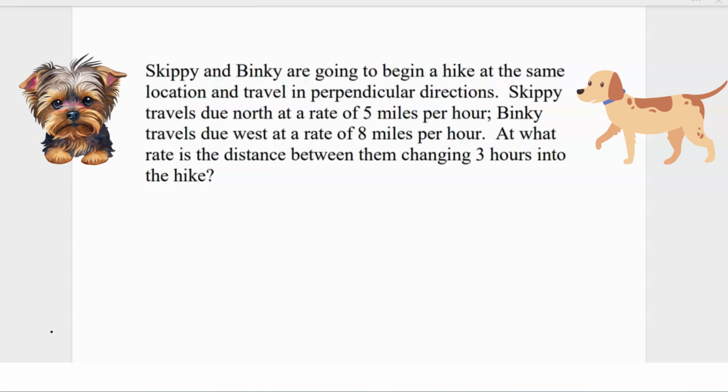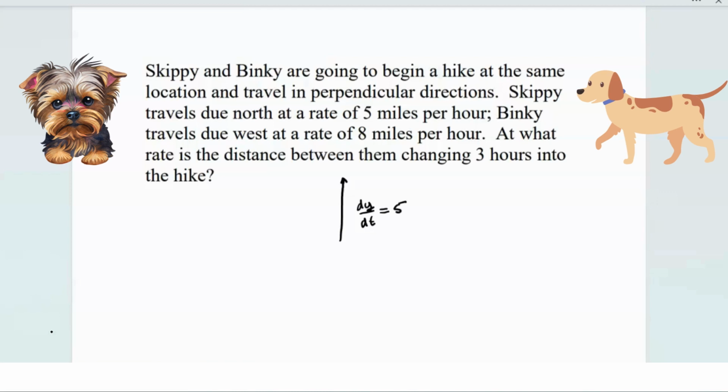So the first thing I want to do is make a sketch. So we have Skippy going due north at a rate of 5 miles per hour. I'm going to use the x and y axis here in order to make my sketch. So that means if Skippy is going due north, that would be dy/dt is equal to 5.